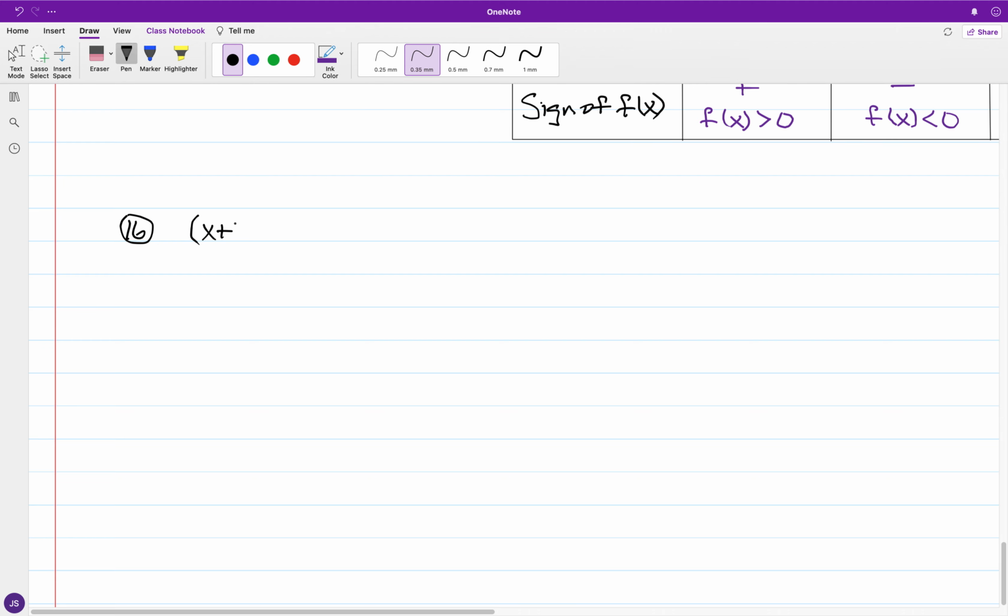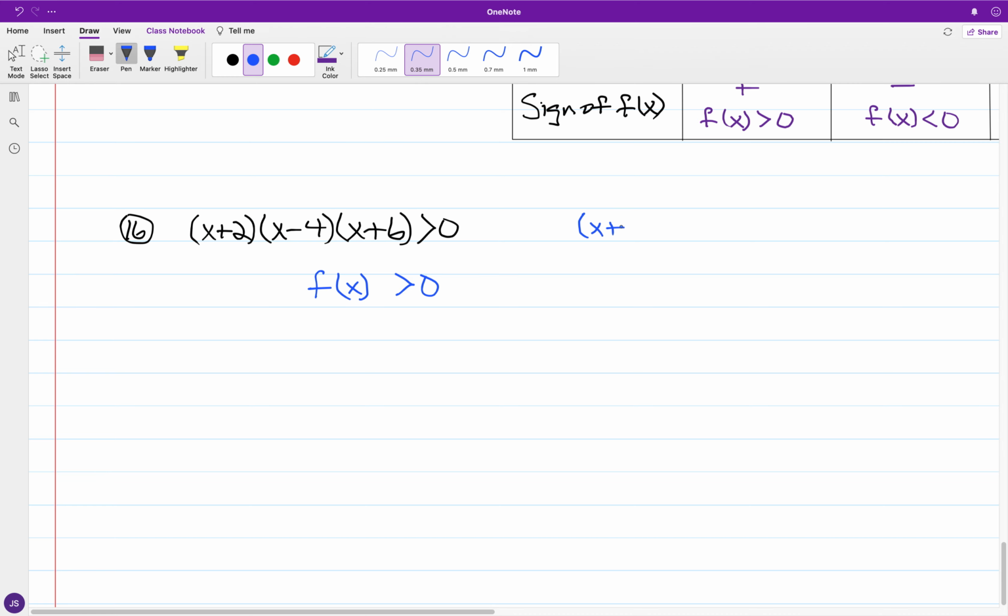Okay, so you have x plus 2 times the quantity of x minus 4 times that of x plus 6 is greater than 0. Okay, so we already have the inequality expressed in terms of comparison to 0.